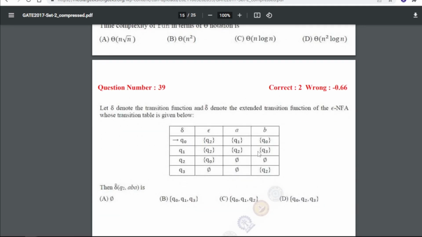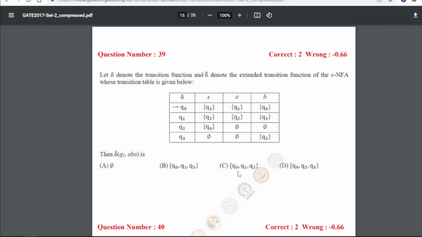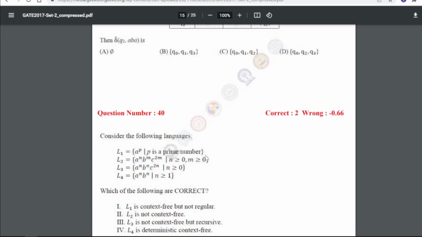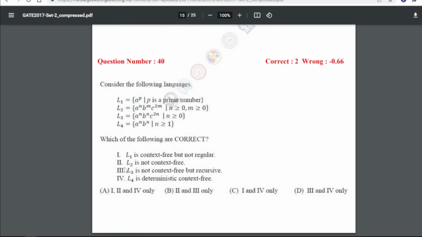Now 39: let delta denote the transition function and delta bar denote the extended transition function of the silent NFA, or null NFA, whose transition table is given below. So the delta bar of Q2, ABA is what? So for 39, if we solve this, we will get Q0, Q1 and Q2. That is option C. 40 is: consider the following language.